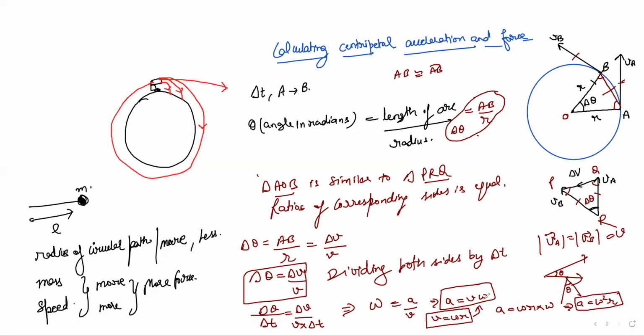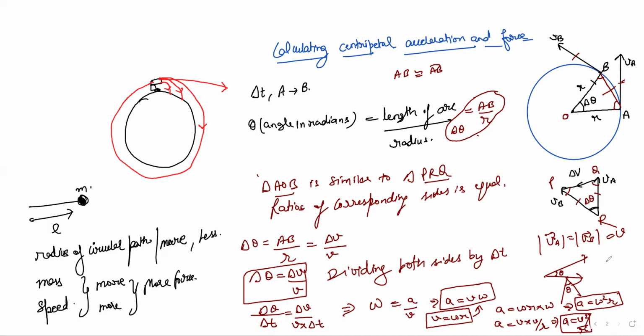Fine. So this is one expression for the centripetal acceleration. And if we substitute omega is equal to V upon R in this equation, then we will have A is equal to V into V upon R. We will have A is equal to V square divided by R. So these are the two relations for centripetal acceleration.